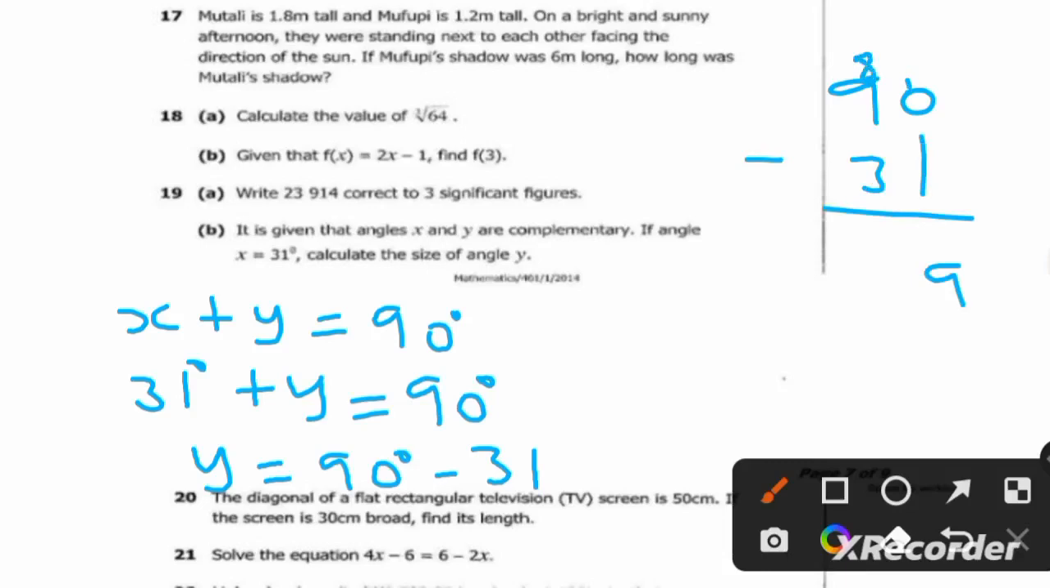8 minus 3 is equal to 5. So therefore, the value of y is equal to 59 degrees. So this is the value of y.